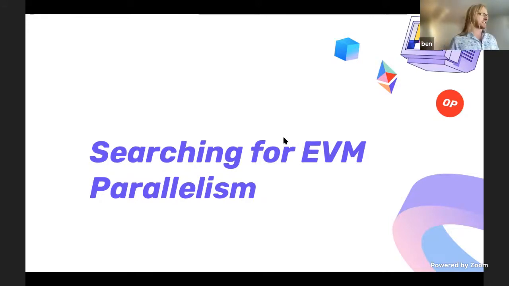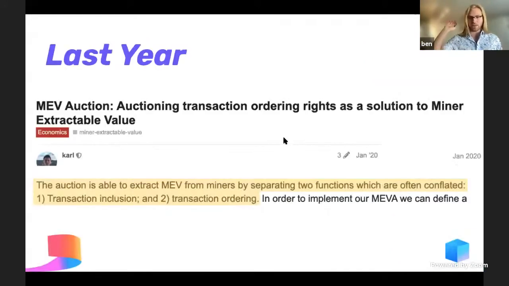But where I want to start is just talking a little bit about MEV and how we're thinking about it on L2, and especially how it's been in the last year.